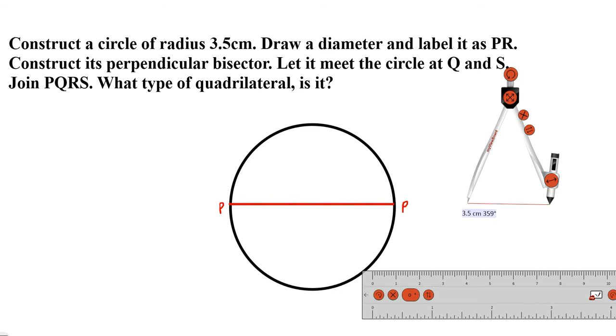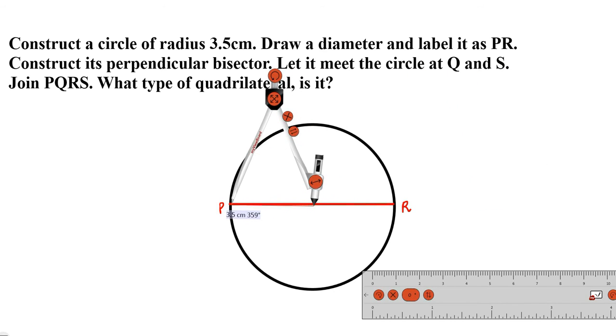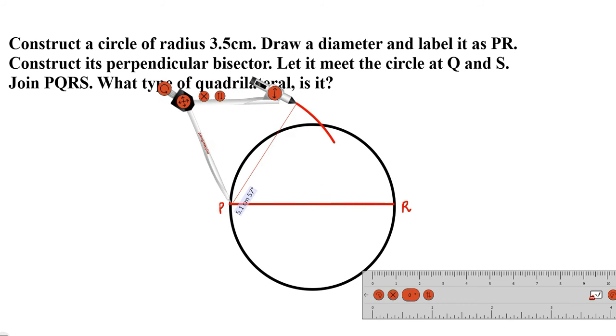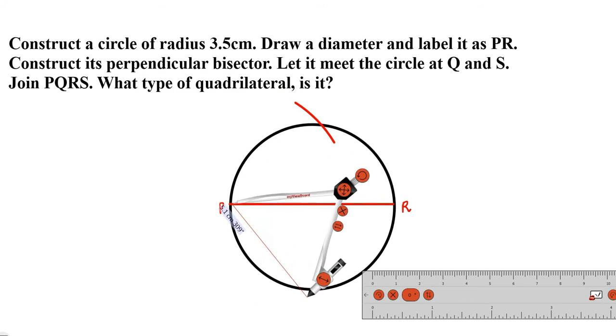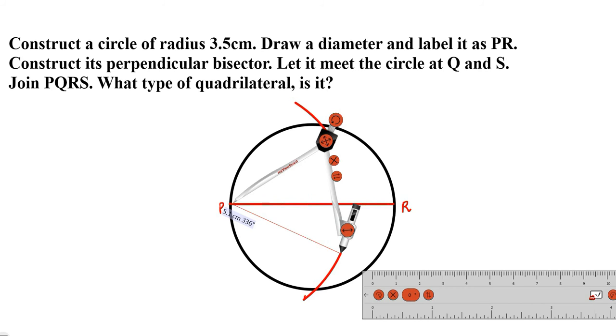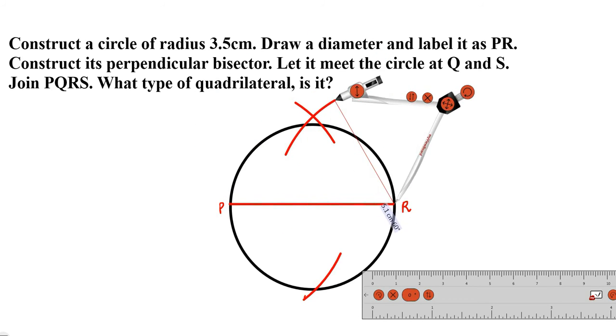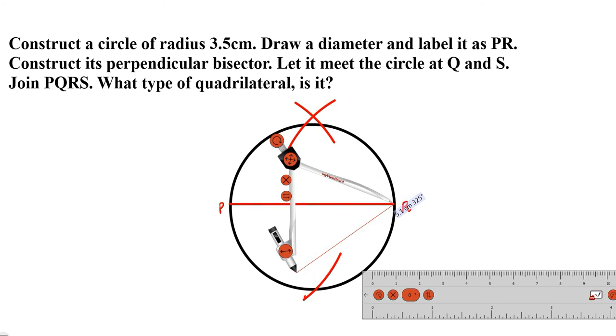Now to construct a perpendicular bisector, place your compass at point P, open the compass greater than half of PR, draw two arcs above and below the line PR. Now with the same radius, place your compass at R and draw two arcs intersecting the previously drawn arcs.